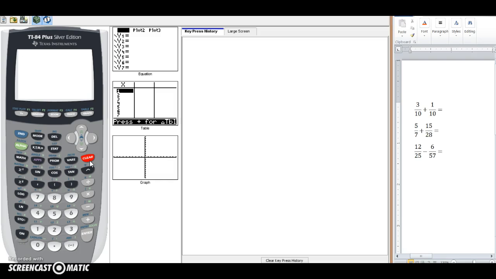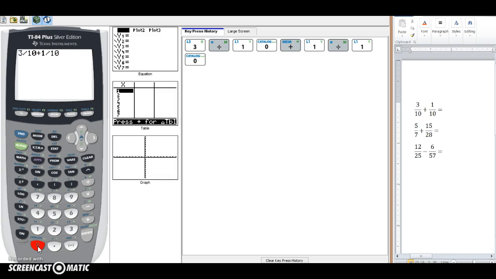Okay, so to enter 3/10, all you need to do is type 3, divide that by 10. And since I'm going to be adding 1/10 to that, I need to do plus 1, divide that by 10. And to get your answer, you need to press the enter button. So press enter. And you see that right now you have the answer in a decimal form. So it says 0.4 on your screen. But let's say that you need to convert this 0.4 into a fraction.